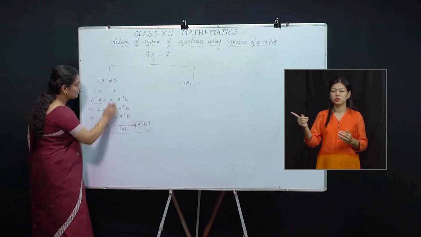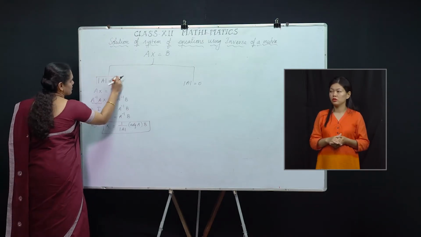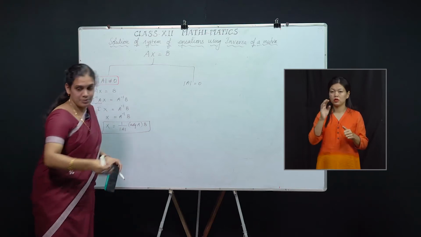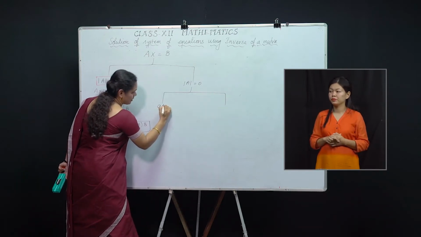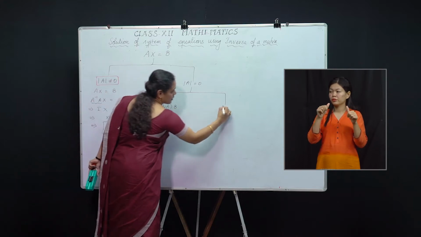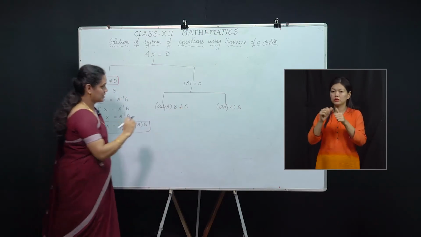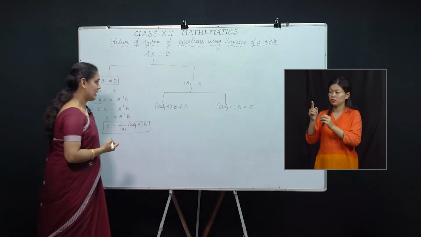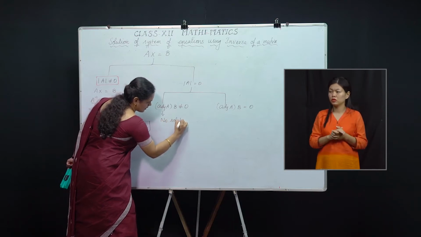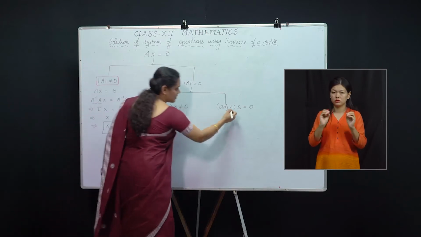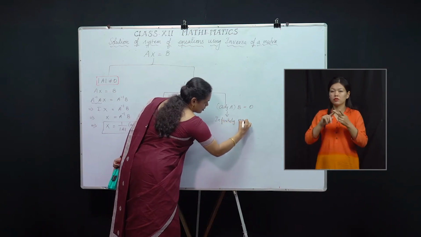Okay. Here, if it is non-zero, then we have the above. If the determinant is 0, then we calculate adjoint A into B. Suppose this is non-zero, it is not a zero matrix. If this is non-zero, the system will have no solution. And if this is 0, that is a zero matrix, the system will have infinitely many solutions.